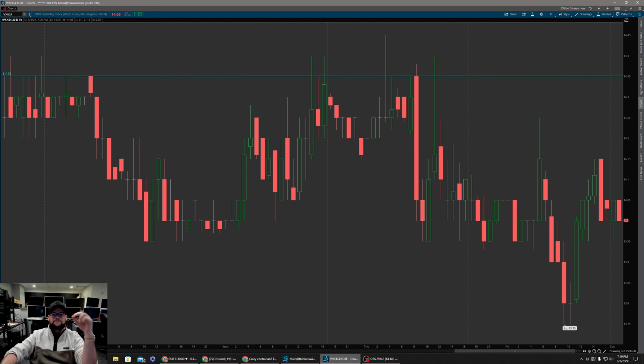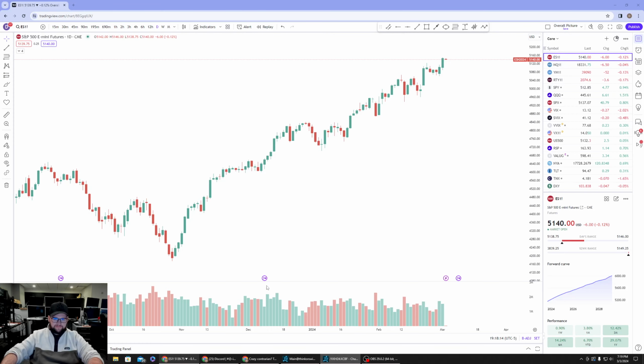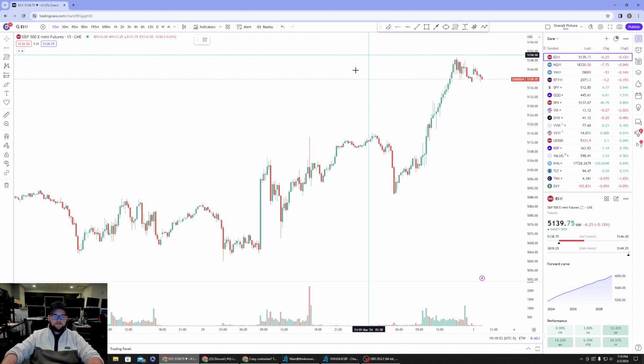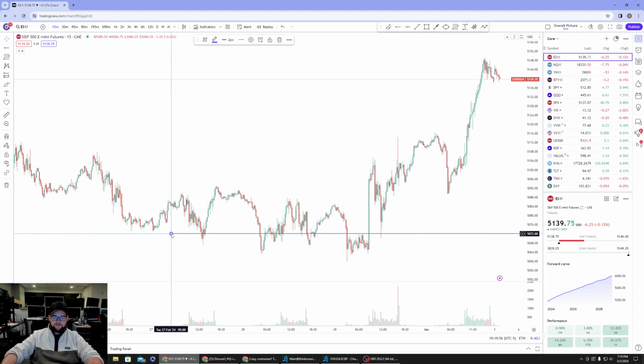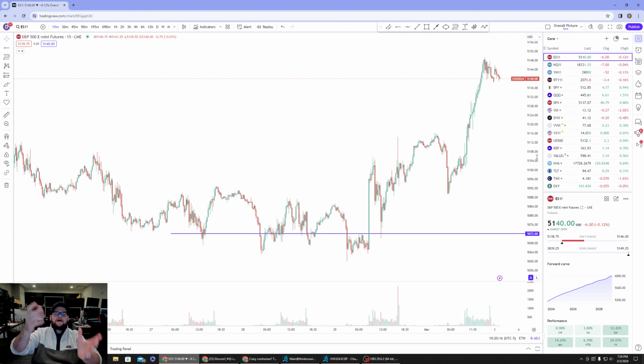As a result, dips in the market continue to get bought. Like I said on Thursday, if VIX is unable to break above 14.35 and hold, ES will have more of an ability to be bought on dips below 5,072. If I go to 5,072 on the S&P, you can see there was very little pressure to the downside below 5,072. Every single time S&P got below 5,072, it was short-lived in combination with the VIX failing at 14.35, and as a result, the market was able to move to the upside.